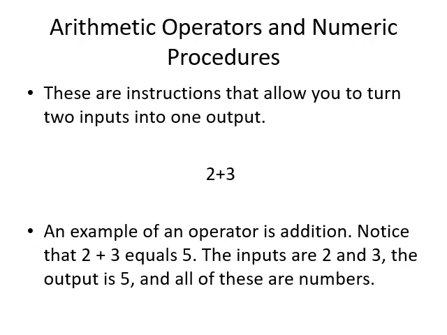Arithmetic operators and numeric procedures. These are instructions that allow you to turn two inputs into one output. 2 plus 3 is an example of the operator of addition. All of these, the two inputs and the output, are of the same type. Notice that 2 plus 3 equals 5. The inputs are 2 and 3, the output is 5, and all of these are numbers. This category could be seen in code in combination with any of the other categories in a multiple-choice question.